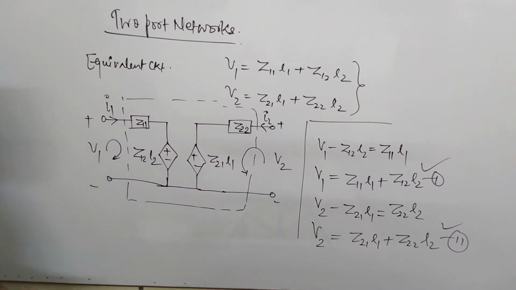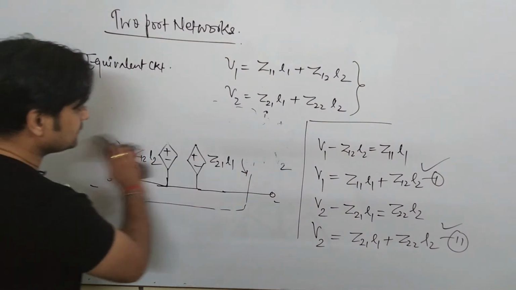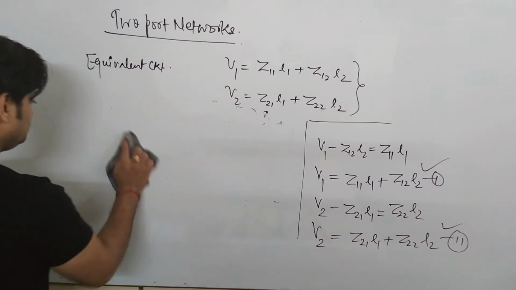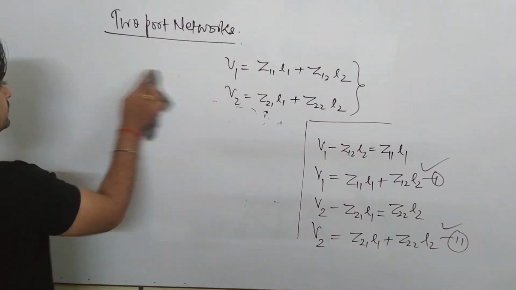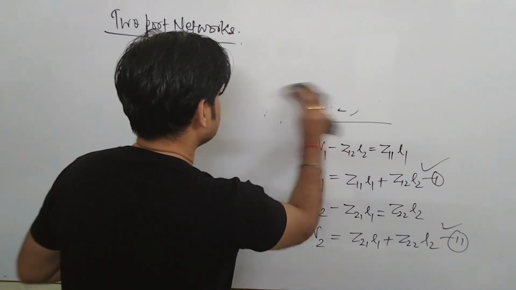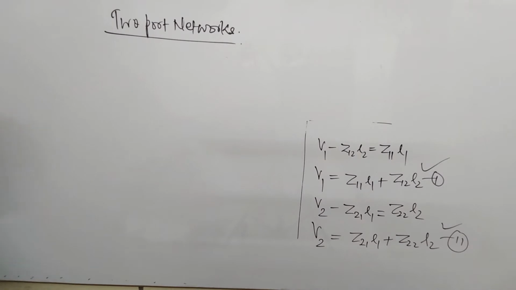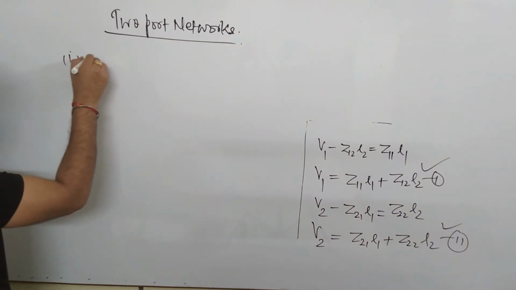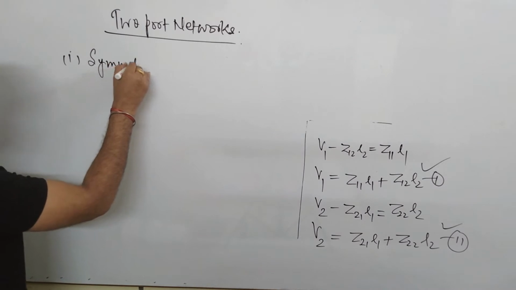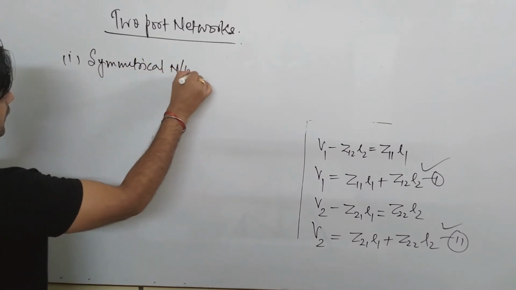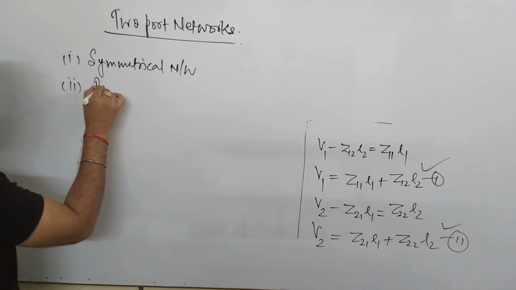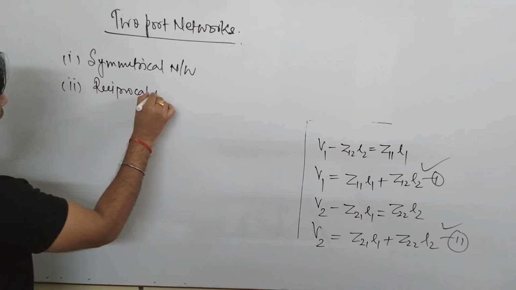Now the last one, and very important, there are two different conditions known as symmetrical and reciprocal. So I will directly explain those conditions. In my previous sessions, we have already discussed two types of networks. First, known as symmetrical networks, and then we have talked about the reciprocal networks.